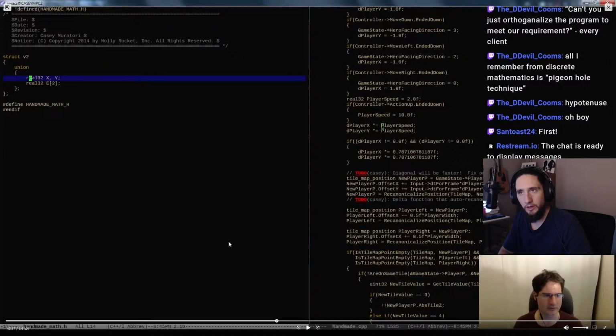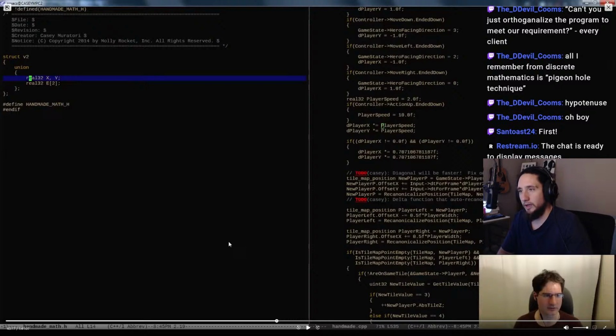Why can't I find this code? Input, move, no. Would it be... ugh. Am I really not... well, I guess action up. I know we're doing something with action up. Oh, I called it controller, that's why. I was looking for something called input.